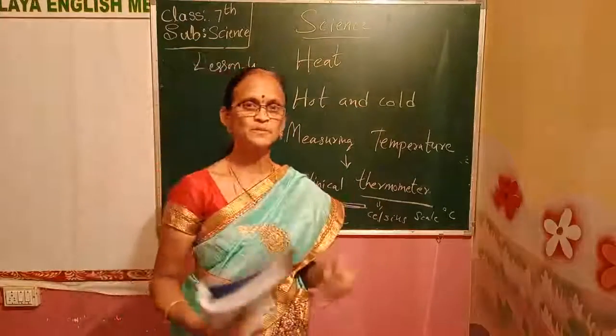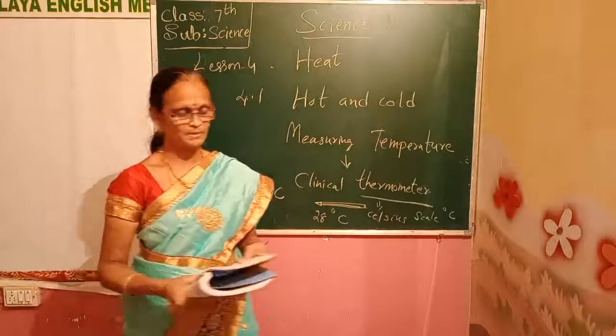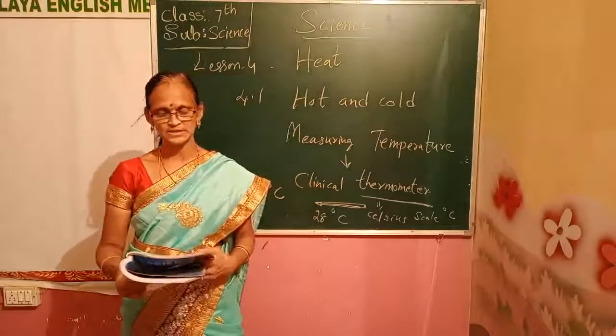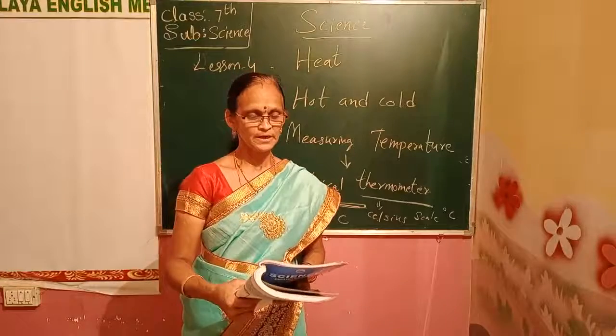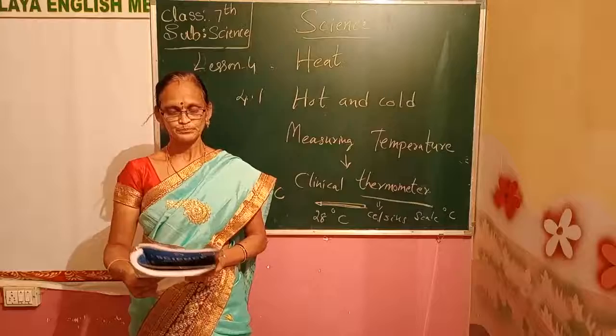Like that, it depends upon their body. Yes. Clinical thermometer. Record your observations in table number 4.2. In this, body temperature of every person is 37 degree. The temperature of every person may not be 37. It may be slightly higher or slightly lower, as I told you.